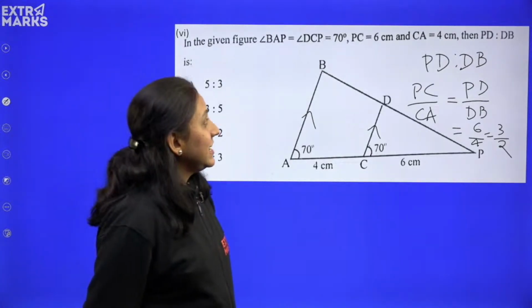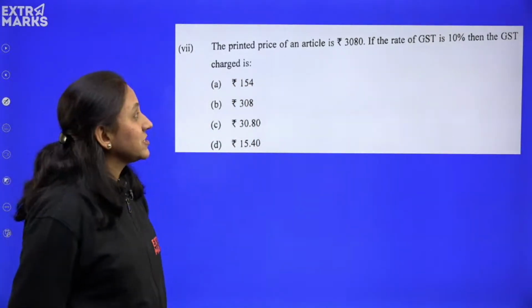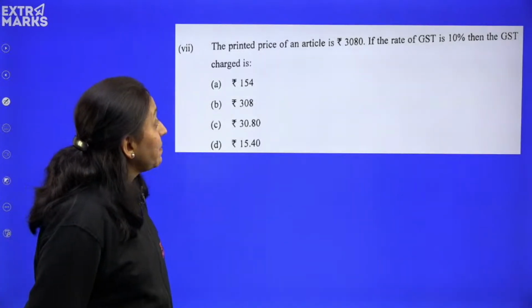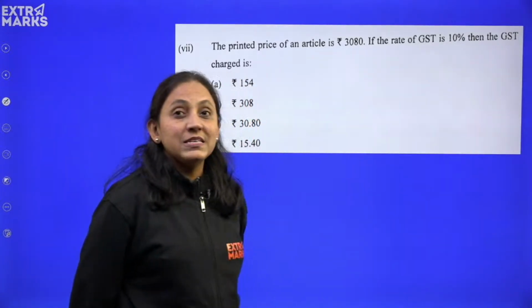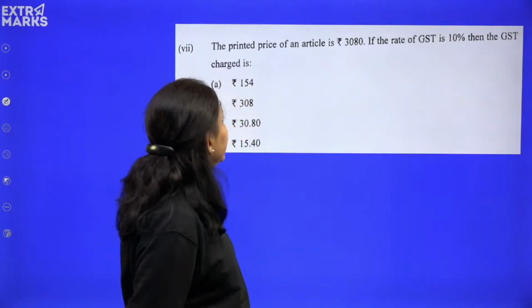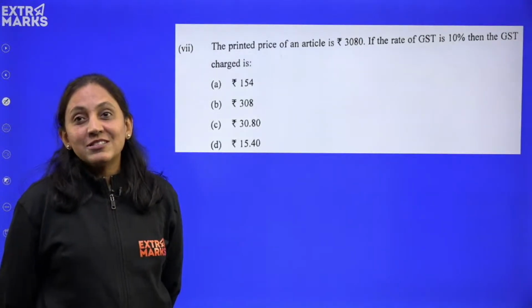Okay, next, let's move to the next question. A very, very direct question this is. Okay, nothing to think about. Fine, here it says the printed price of an article is rupees 3080, and if the rate of GST is 10%, then CGST charged is what? They have not even asked SGST or CGST.